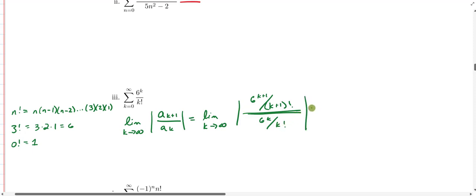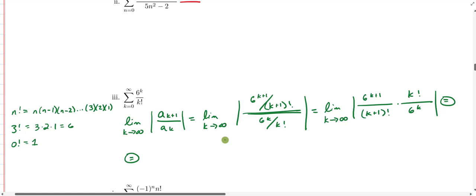And what I can do is, we've got division by a fraction. Usually with these it's a lot easier if you do that trick of inverting and multiplying. So I'll write this as 6 to the k plus 1 all over k plus 1 factorial, and multiply that by k factorial all over 6 to the k. So then this is equal to the limit as k approaches infinity. And now I can do some canceling. I'm going to do this slowly because it might have been a while since you've seen it.